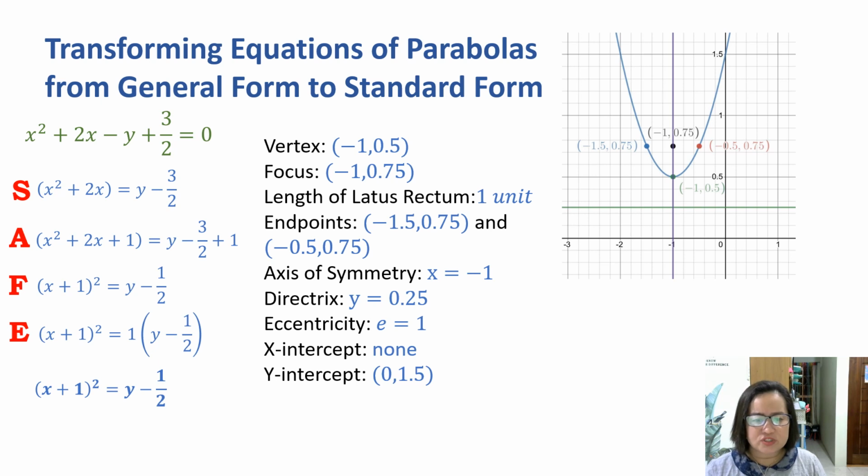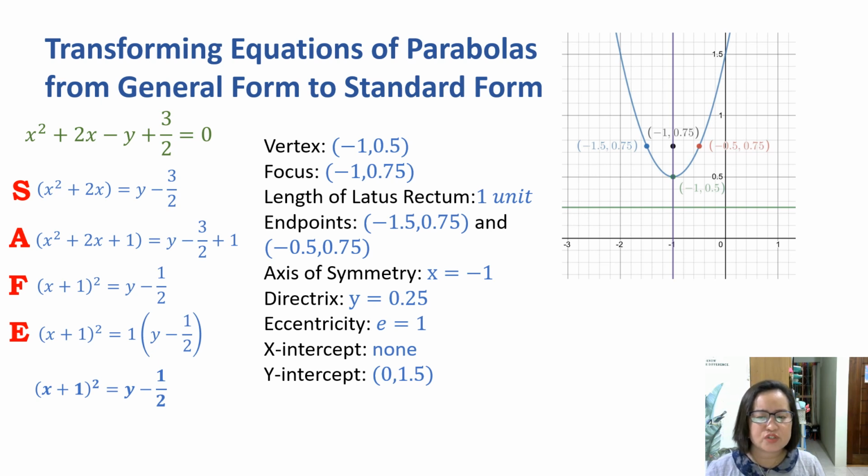Now take note that 4c is equal to 1, so therefore the length of the latus rectum is equal to 1 unit. Now to get the endpoints of the latus rectum of the given parabola, we will add to the abscissa. We divide 1 unit by 2, so the result is 0.5.